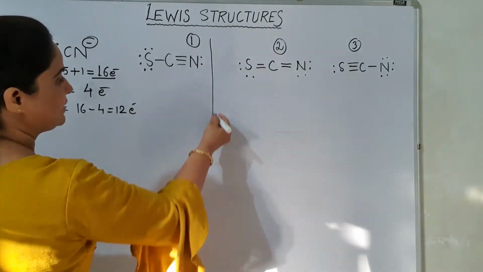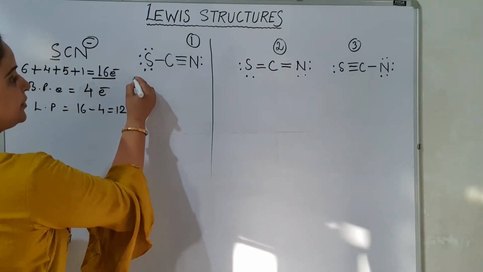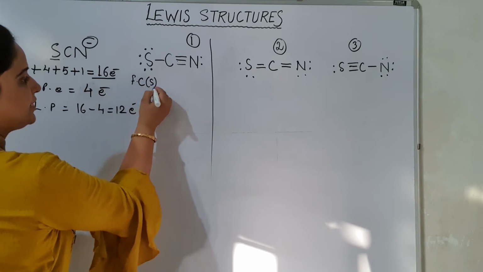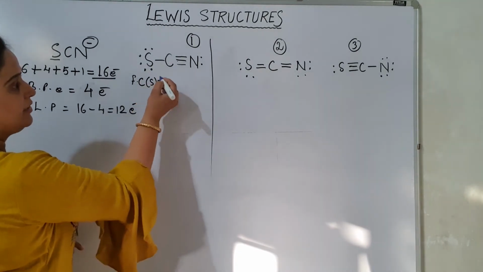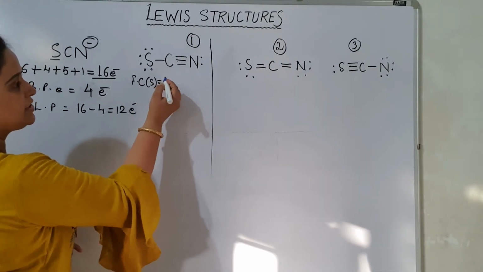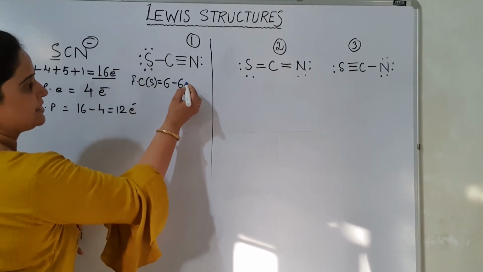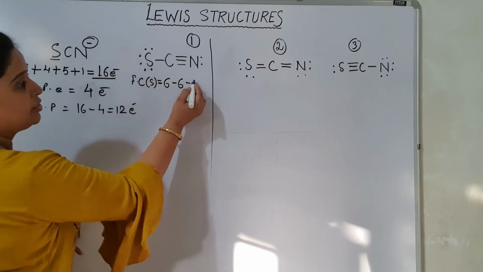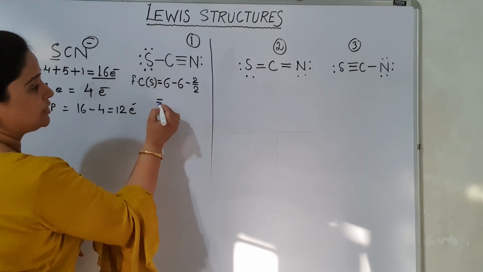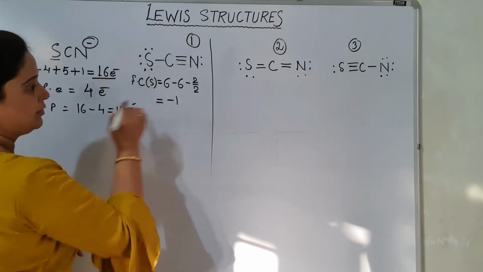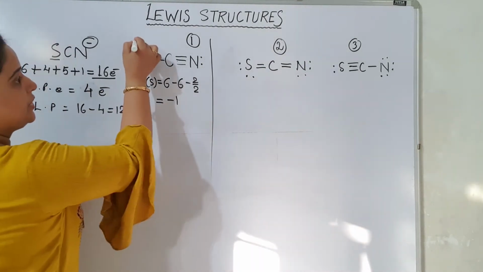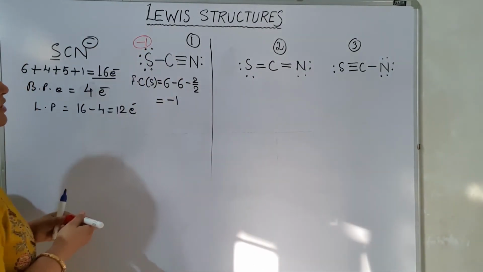So here I am dividing this, and I am taking out the formal charge on the sulfur first. So let's take the formal charge. Valence shell electrons: how many valence shell electrons are there? 6. Lone pair electrons: 6. Bond pair electrons: 2 divided by 2. So the total charge comes out as minus 1. Okay, so there is one negative charge on this sulfur.